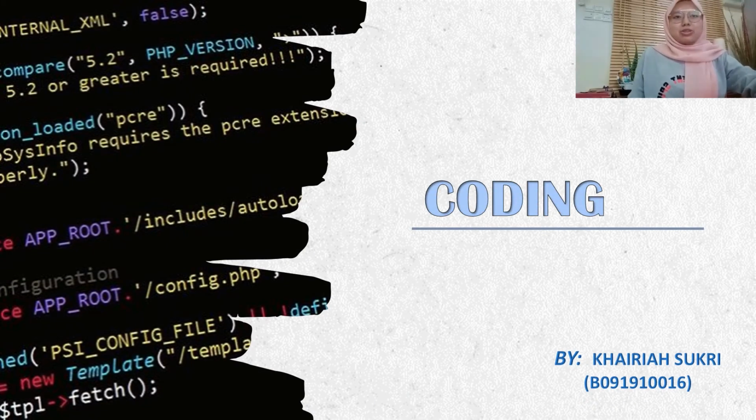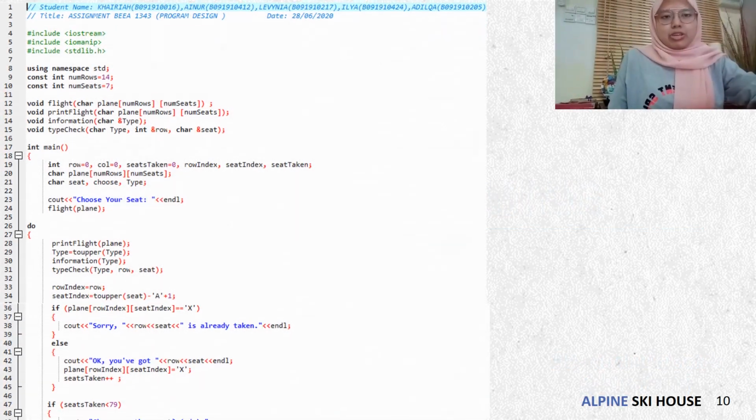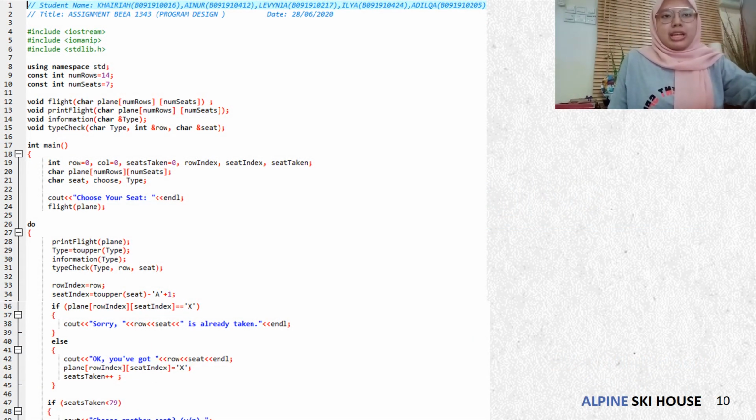Okay, so today I want to discuss our coding. In this coding, we need to put selection, repetition, and also at least 3 subfunctions. So this is our program. In this program, there are 4 subfunctions, which are void flag, void print flag, void information, and also void type checks.